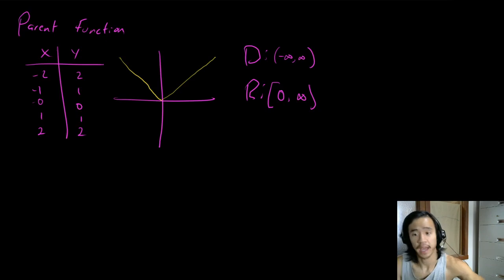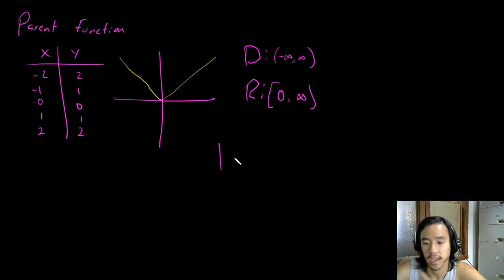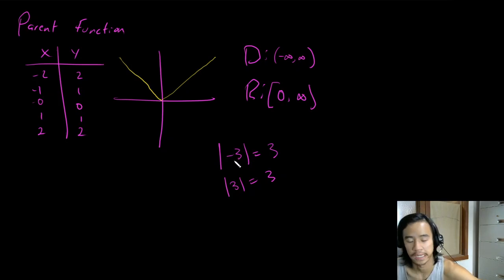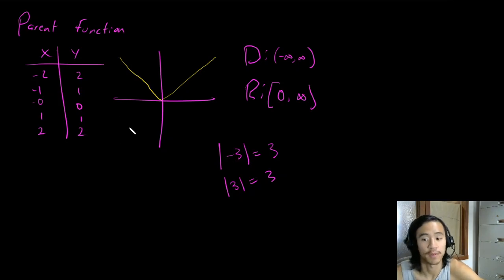If you're not familiar with absolute value, what absolute value does is basically take a number and make it always positive. So the absolute value of -3 is just 3, and the absolute value of 3 is also just 3. You could think of it as the distance the number is away from 0. So that's what absolute value does. You could also think of it as if it's a negative, change it to a positive.